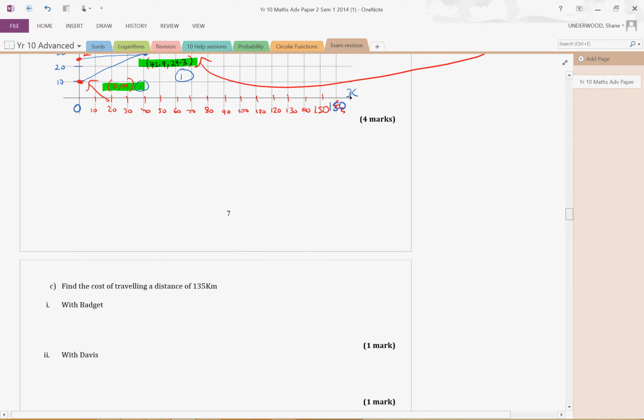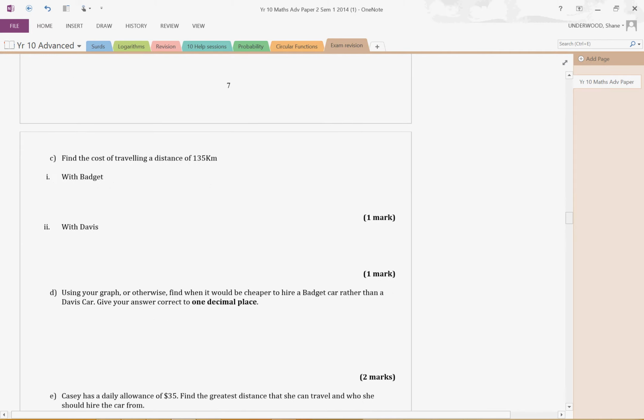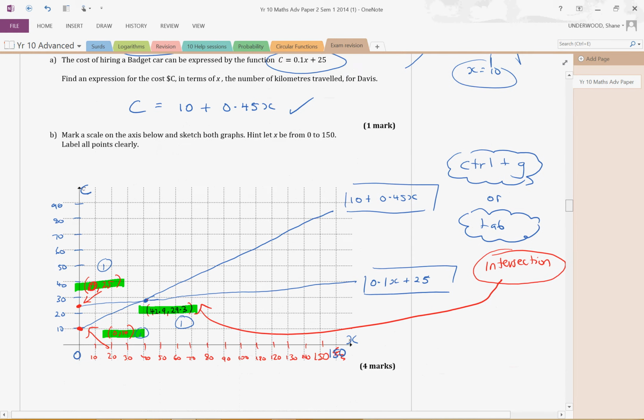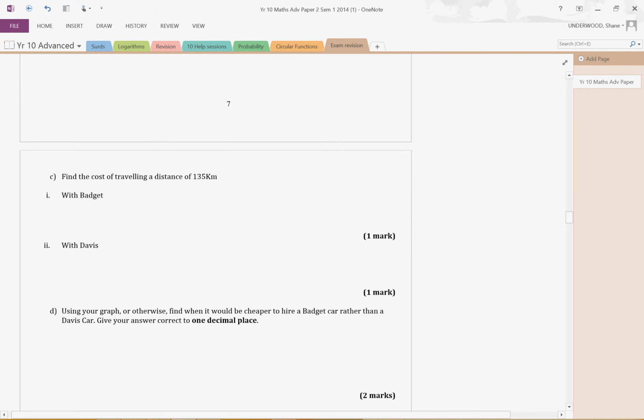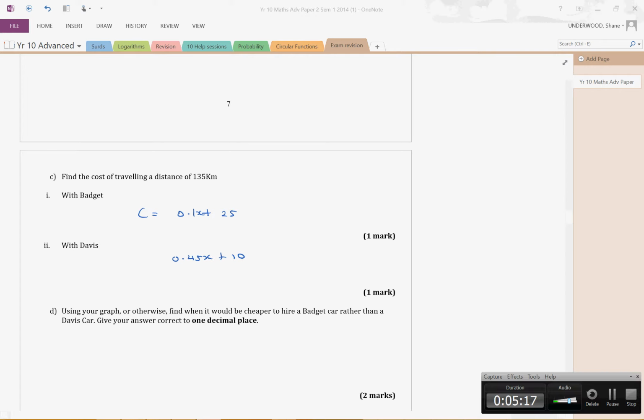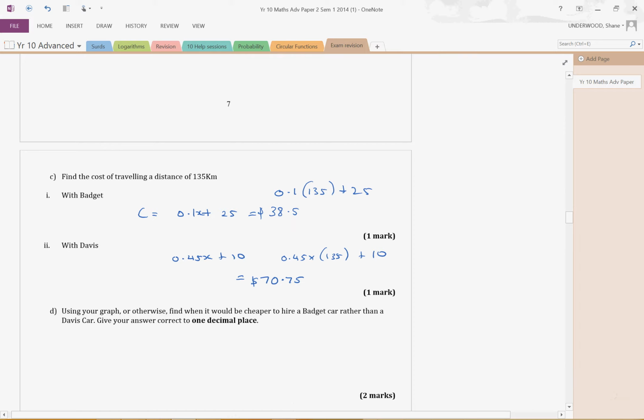Now it says, find the cost of travelling a distance of 135 kilometres with Budget and Davis. So which one was Budget? Budget was the first one, C is equal to 0.1x plus 25, and the other one was 0.45x plus 10, wasn't it? So the answers are there, pretty straightforward, just substitution, isn't it?